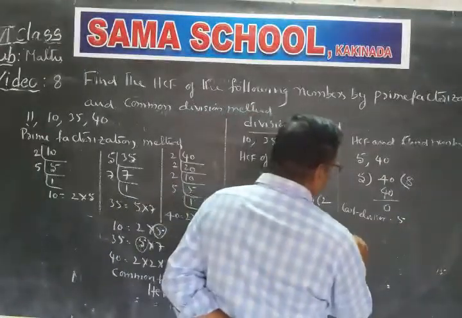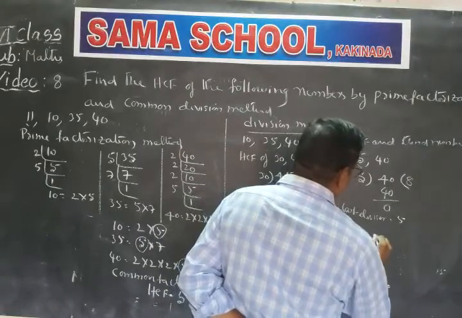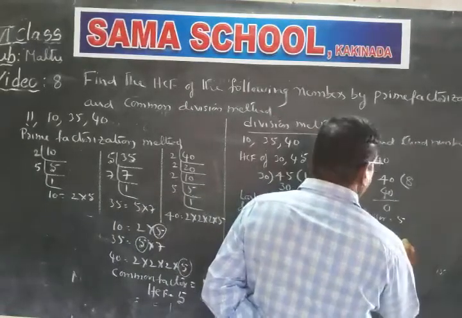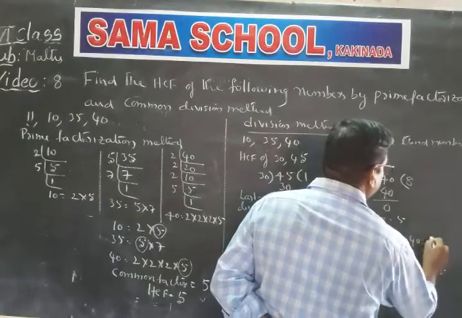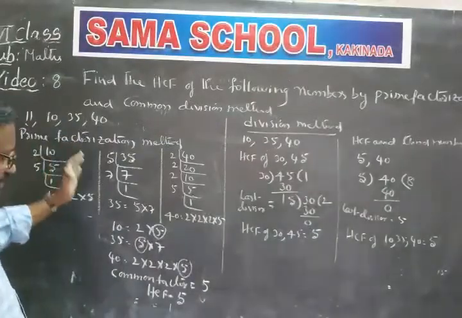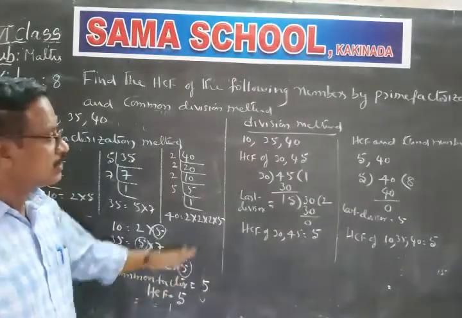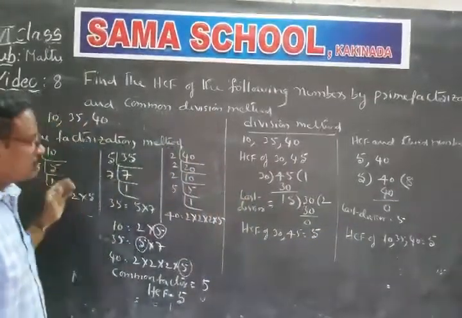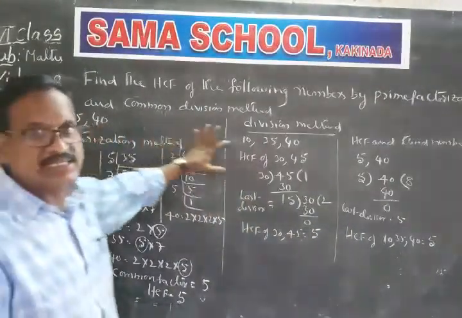So the HCF of 10, 35, 40 is equal to 5. By the prime factorization method we found the HCF is 5, and by the division method the HCF is also 5. We found it by both methods. This is the prime factorization method, and this is the division method.